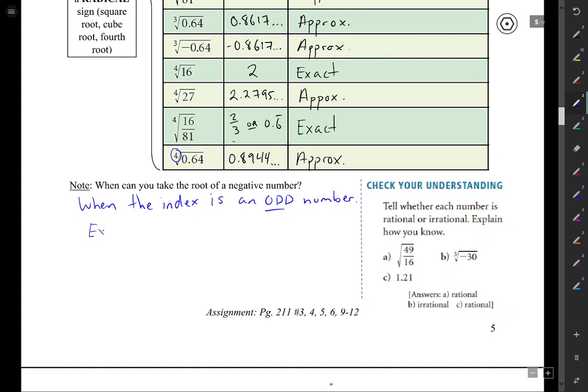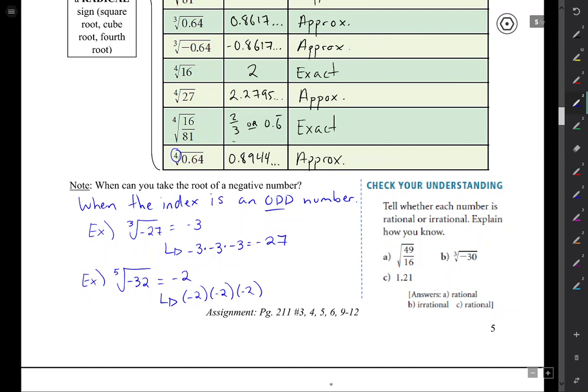So for example, if we have the third root of negative 27, that is equal to negative 3, and that is because negative 3 times negative 3 times negative 3 is equal to negative 27. Another example we can look at here would be the fifth root, so 5 is an odd number, of negative 32. That would be equal to negative 2, and that's because negative 2 times negative 2 times negative 2 times negative 2 times negative 2, so 5 times, is equal to negative 32. So these two numbers are odd.